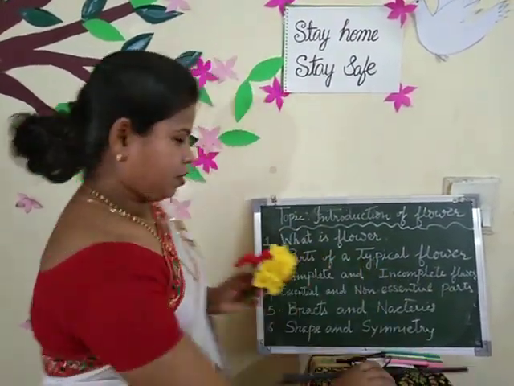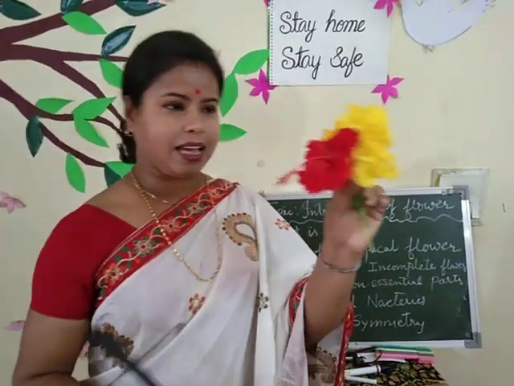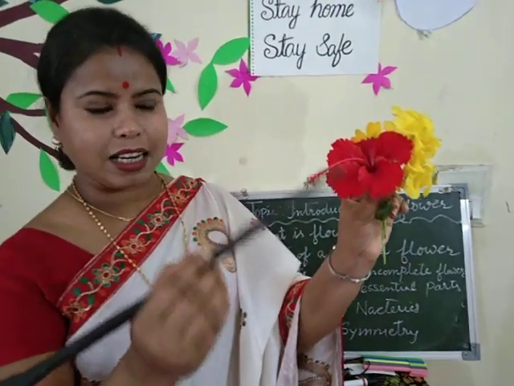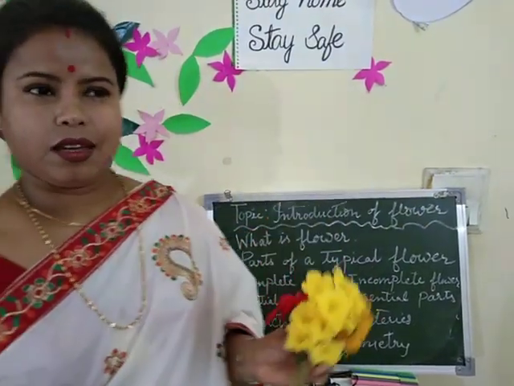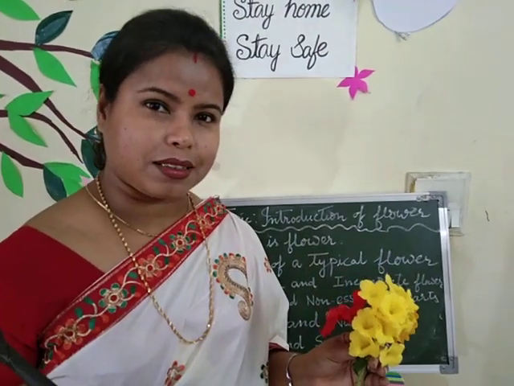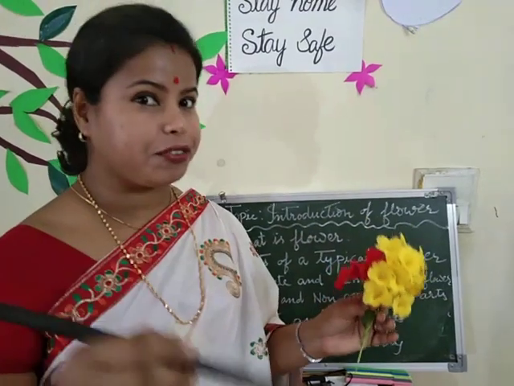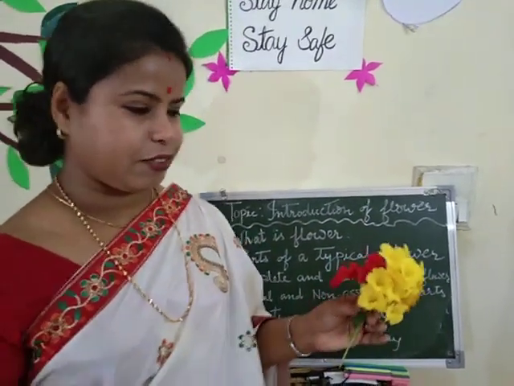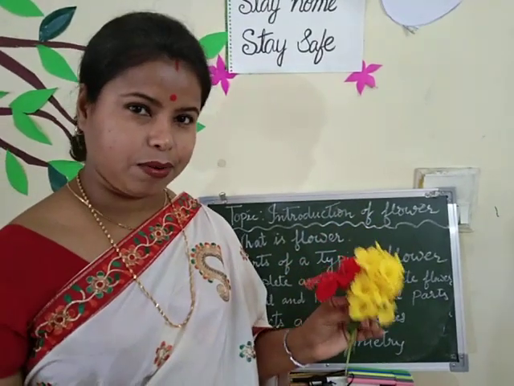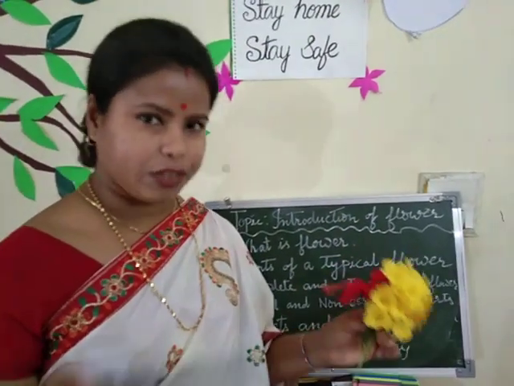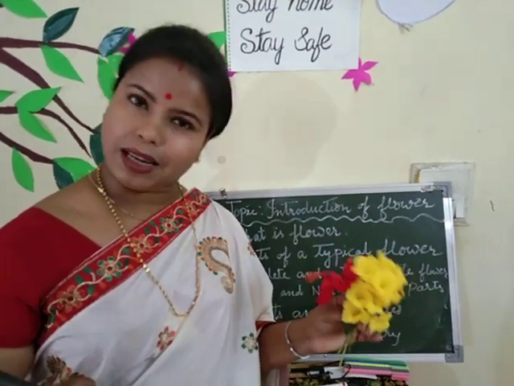Okay? Suppose, what is flower? Flower is a very attractive and colorful part of the plant. Number 2, flower is the reproductive part of a plant. Number 3, it is the modified stem. We can define the flower in 3 points. Clear? This is the flower. Flower is the reproductive part, modified stem, plus most attractive part of a plant.